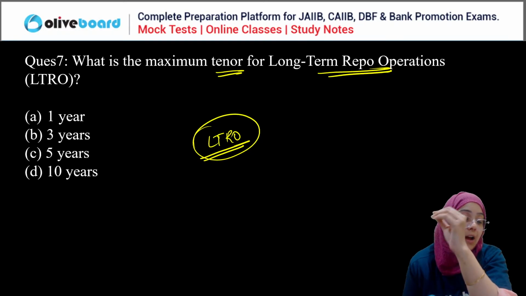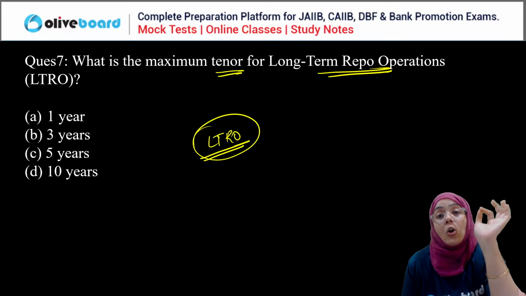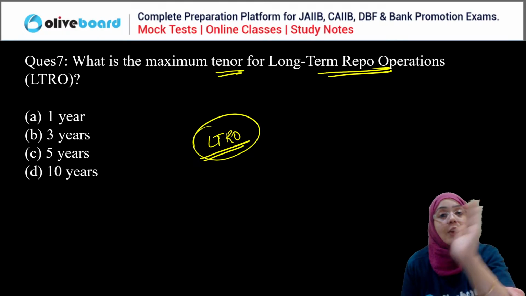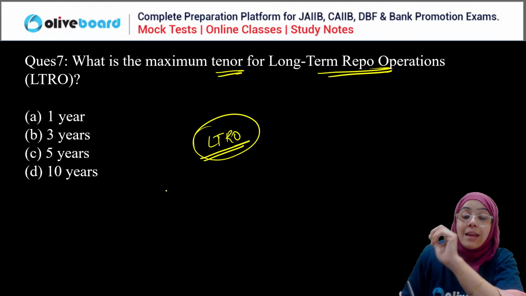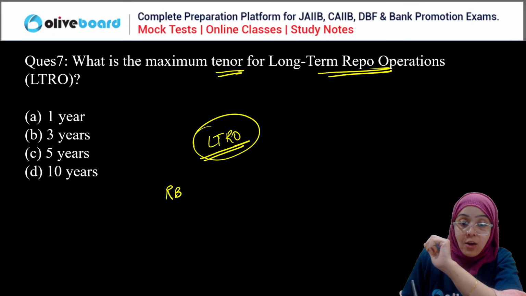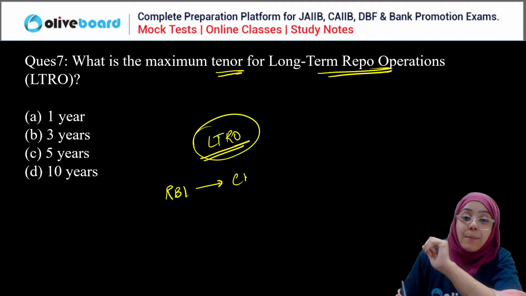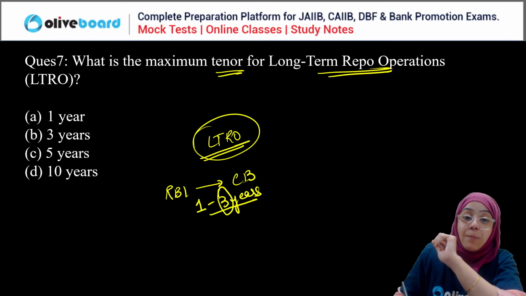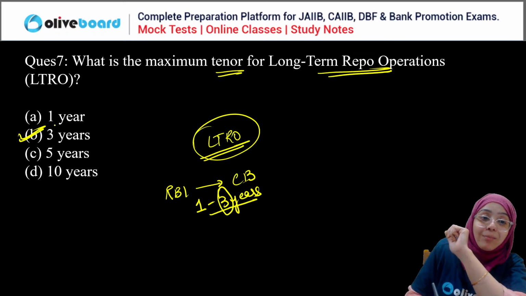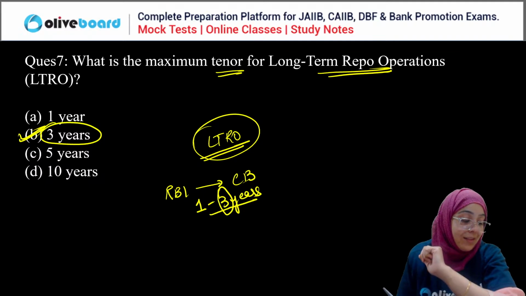So what is a long-term repo operation? First of all, just tell me what is a long-term repo operation. When we are talking about the long-term repo operation, it means when the Reserve Bank of India gives loans to the commercial bank for a period of 1 to 3 years, then it is considered as the long-term repo. So the maximum tenure for LTRO is B, that is 3 years. So B is the correct answer.